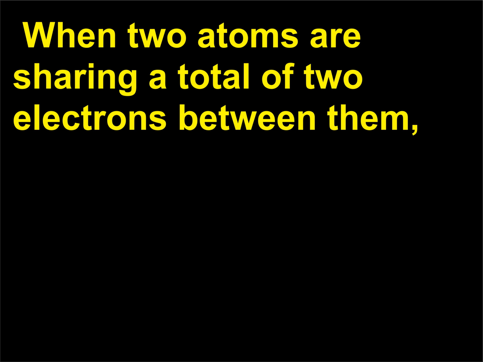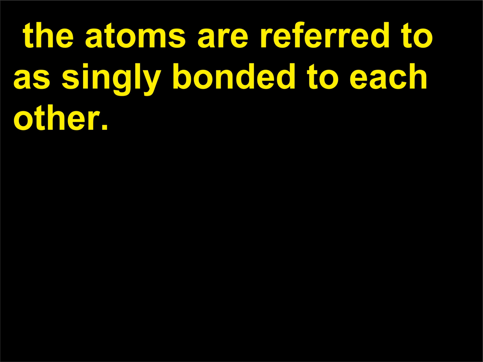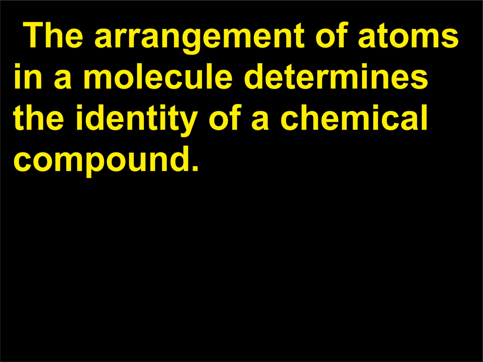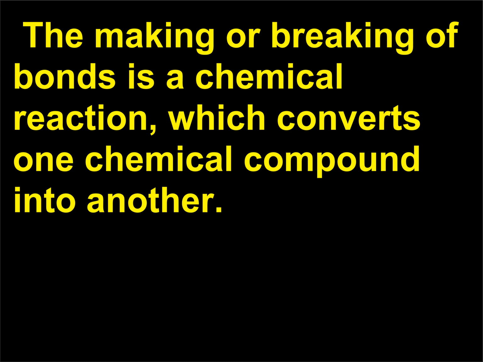When two atoms are sharing a total of two electrons between them, the atoms are referred to as singly bonded to each other. Bonds are what hold atoms together in molecules, and they are usually not easily broken. The arrangement of atoms in a molecule determines the identity of a chemical compound. The making or breaking of bonds is a chemical reaction, which converts one chemical compound into another.